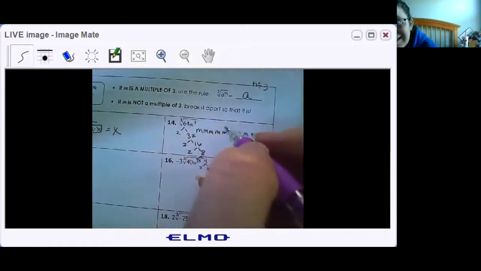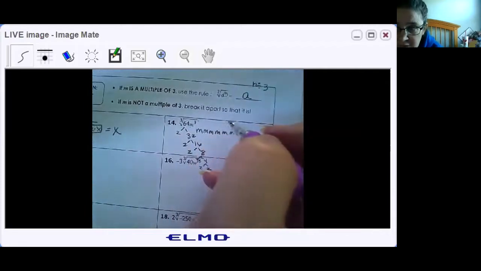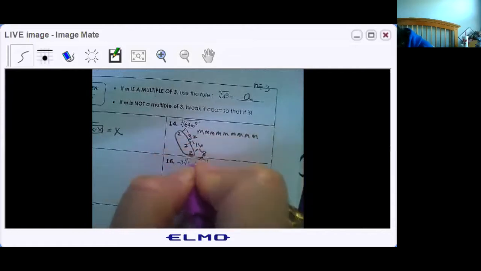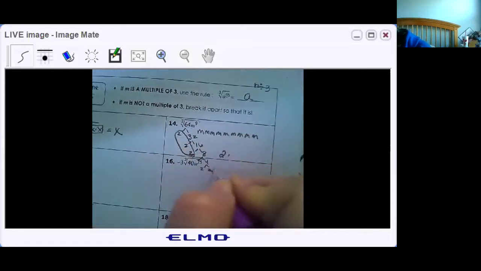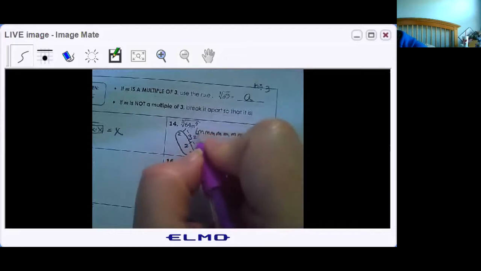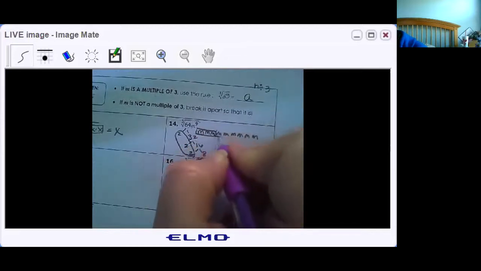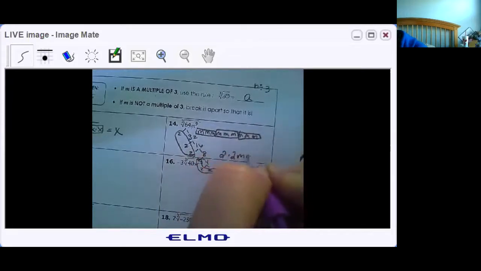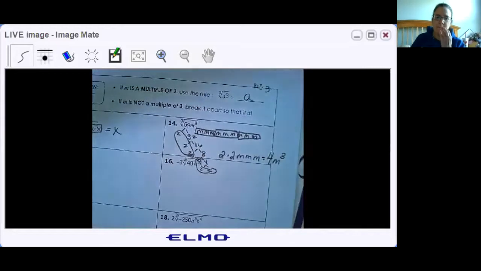I'm looking for sets of 3 matching factors. So there's one set of 2's and another set of 2's, and then 1, 2, 3 sets of m's. So my final answer is 4m to the 3rd. Okay? So we just take it in little pieces.